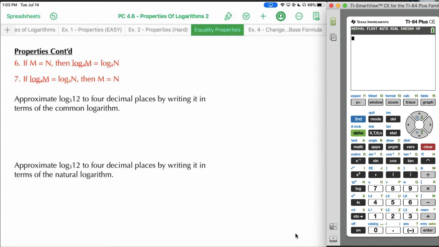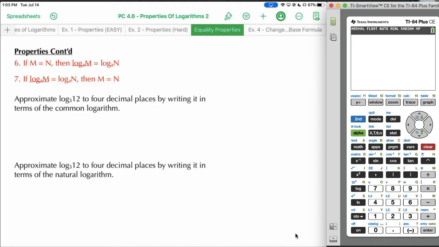And the first one there, property 6, says if m is equal to n, then log base a of m is equal to log base a of n. All right, now that is extremely important. What that tells us is that I can essentially treat a logarithm like an operation on an equation. If I'm working with an equation, I'm allowed to take the logarithm of both sides of the equation, okay? And property 7 just works in the reverse order.